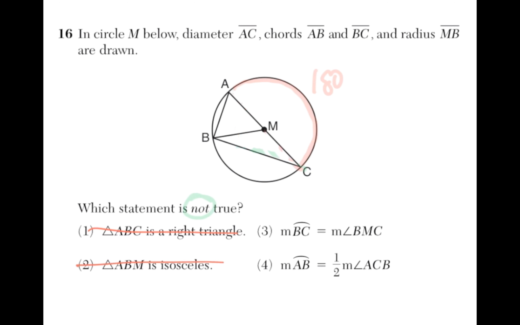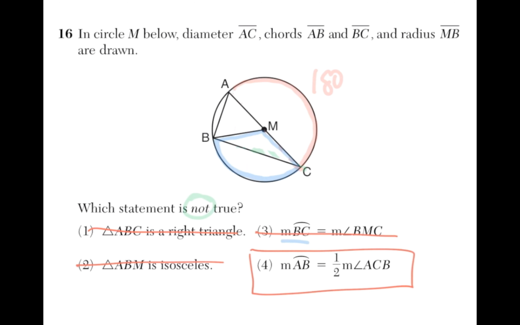Option 3, arc BC, which we have right here, is equal to angle BMC. Is this true? Is this the case? It is, because we know, of course, this is a central angle, right? M is the center, and central angles are equal to the arc, so we know that we can eliminate option 3, and that means that by process of elimination, option 4 has got to be the answer.